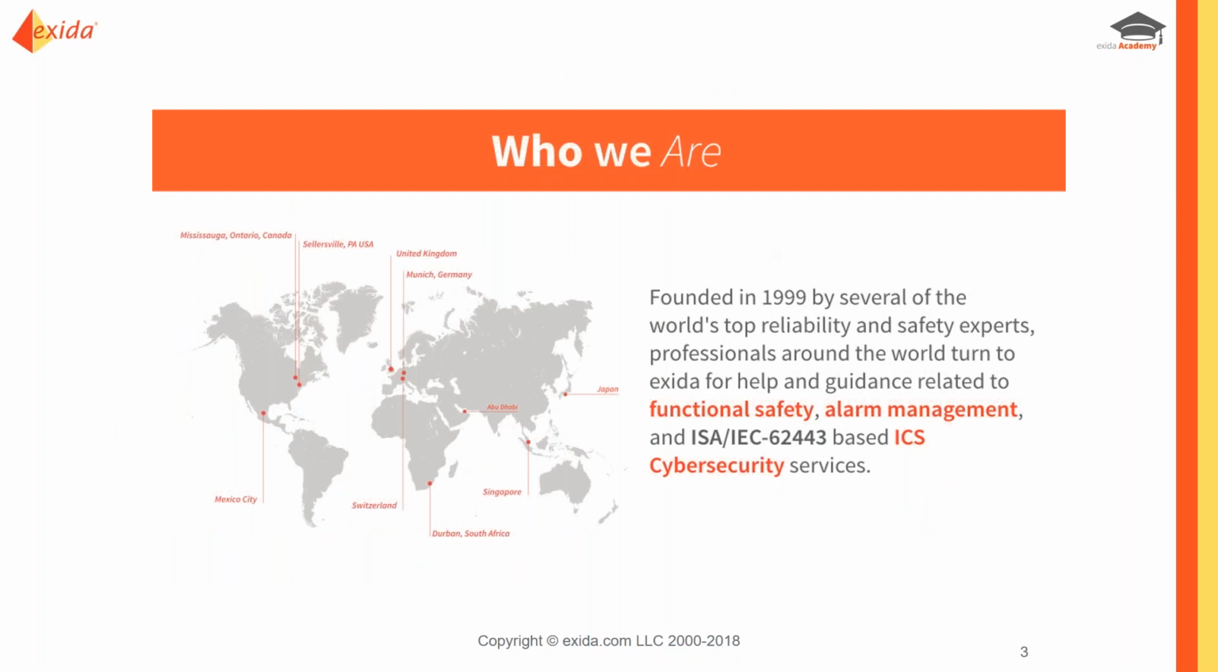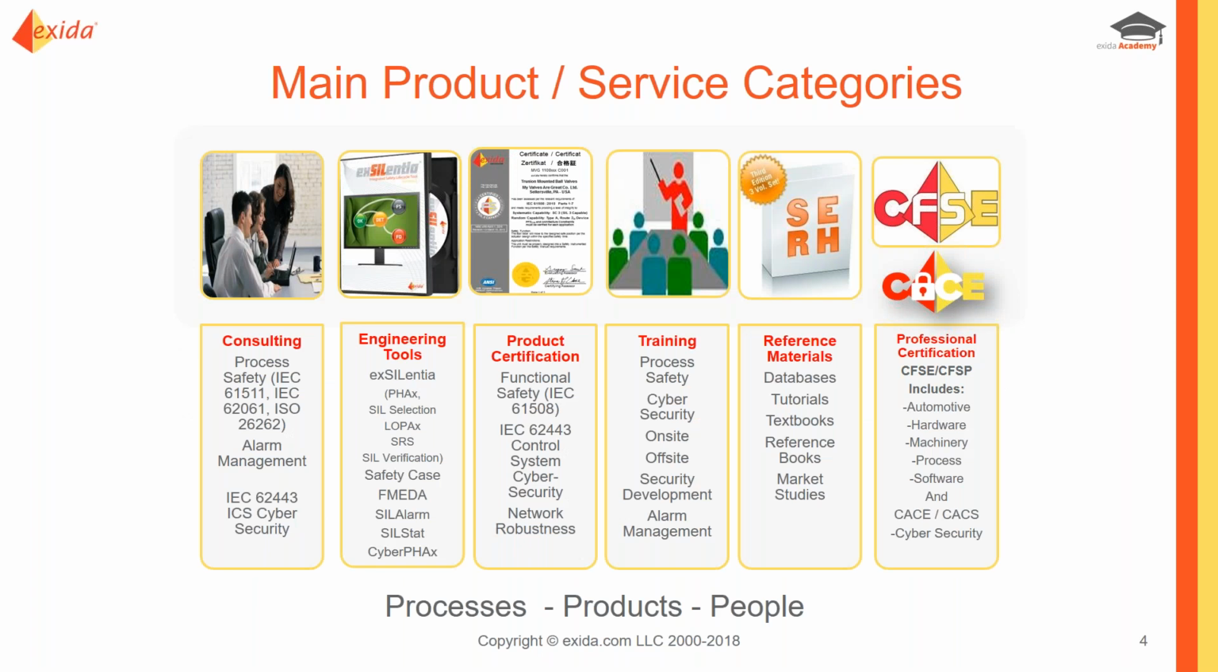So exida. I've got 4 slides here about our company, and then I'll dive right into the meat of today's presentation. So once again, I do want to thank everybody. We are a global company. We do consulting work, certification work, and many other pillars of different industries, whether it's functional safety, alarm management, cybersecurity. Our latest office that we just opened was in Mumbai, India. Previous to that was Japan. So we're very excited. We're growing really fast, and we're doing a lot of fun stuff, and I get to be a part of it. The different pillars that we have are consulting, engineering tools, product certification, training, reference materials, and today, of course, we're going to be talking about the professional certification for functional safety and cybersecurity.